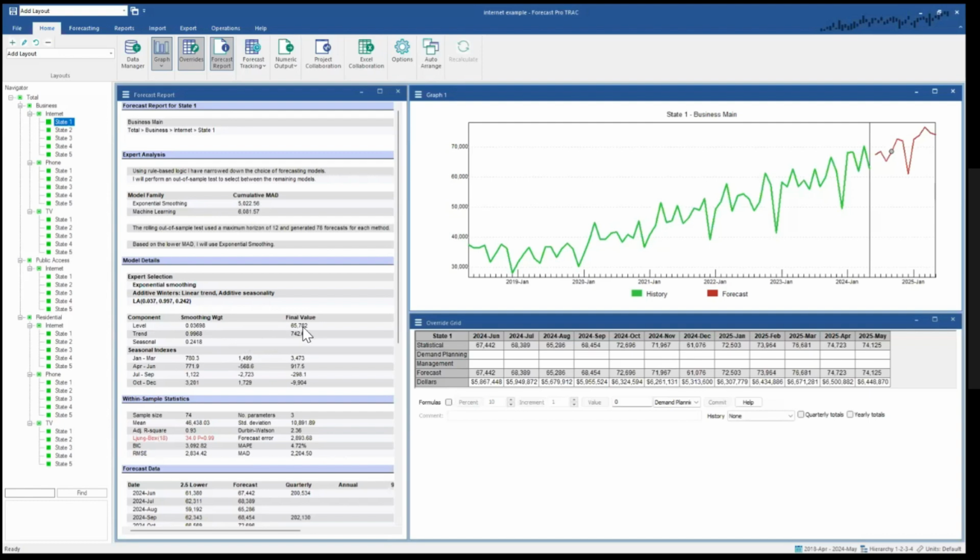The other part of this display are the final values. These are how we build the forecasts. The final value for the level is 65,782, so it's right about here. Okay, so at the end of the data set, we've got a certain level, and it's a starting point for the forecast. The final value for the trend is 742 units a month. So the upward trend is going to go up by 742 units a month. So these final values are giving you information about the components.